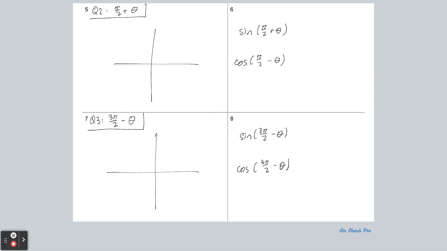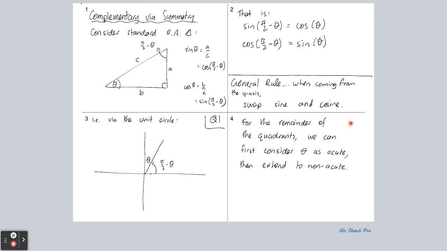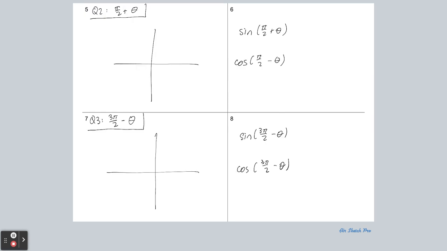Let's have a look at the second quadrant. For the remainder of the quadrant, we first consider theta to be acute, and then we will at the end extend to non-acute. So we're assuming that theta is between 0 and pi on 2. So in quadrant 2, pi on 2 plus theta would look like this, with theta in here. Now we're going to always start off with swapping sine and cosine. And so sine of pi on 2 plus theta is equal to, bear with me, cosine of theta. I've left a gap there for a reason. And the cosine of pi on 2 plus theta is equal to sine of theta.